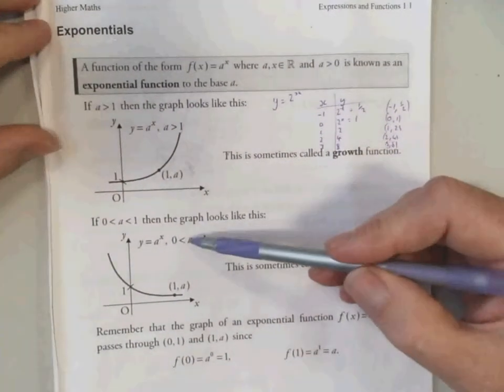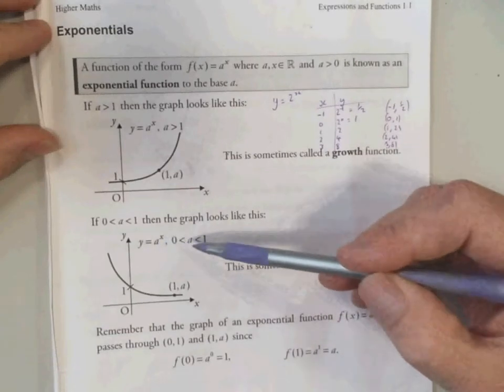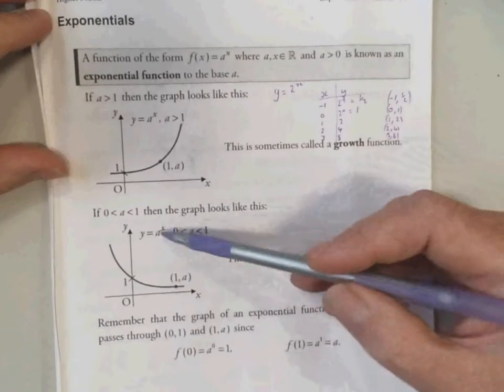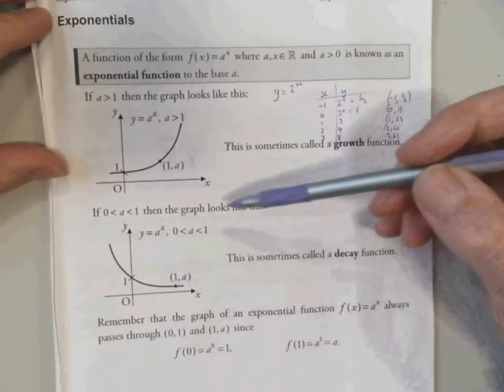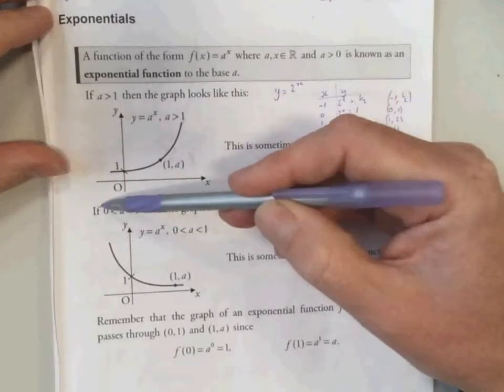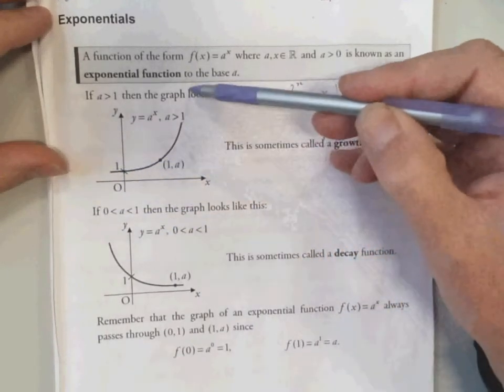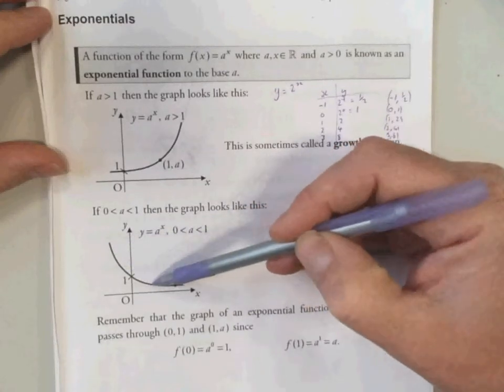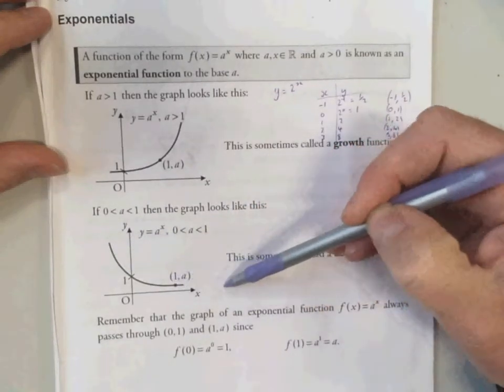If our value of a is between 0 and 1, so for example y equals 1/2 to the power x, we could do a similar table of values and we'll find that if we've got a value between 0 and 1 for a, rather than growth occurring, decay is going to happen. So it's going to drop and drop. It's going to get closer and closer to 0 but never actually reach 0.